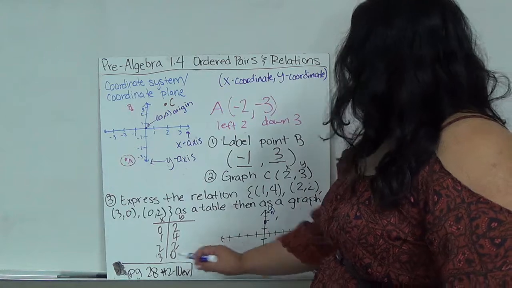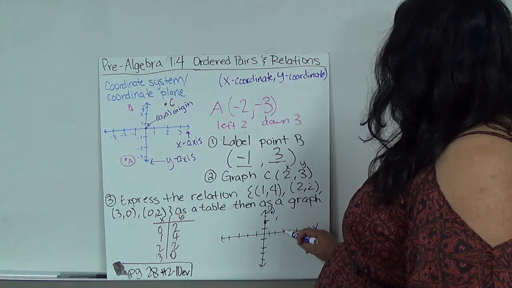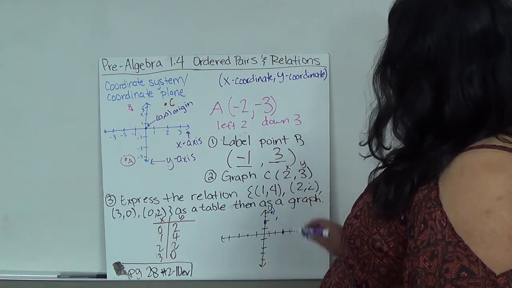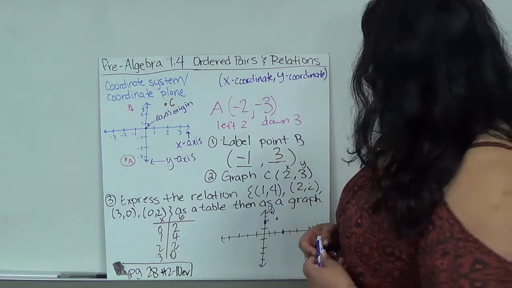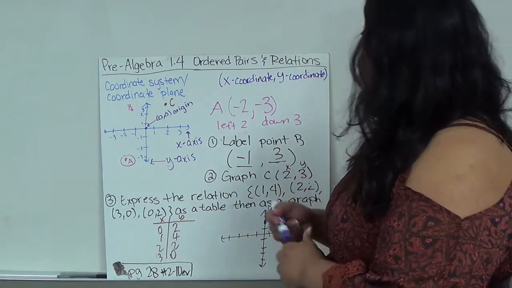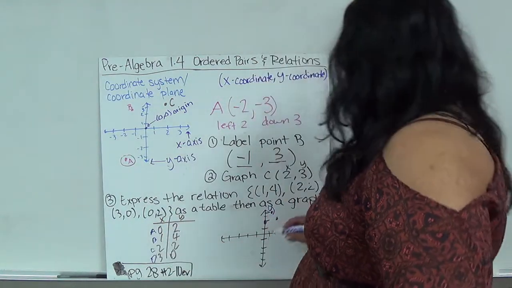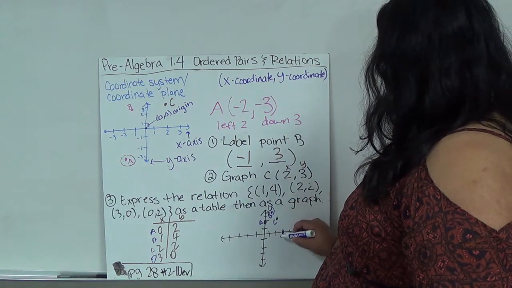And the next one is 3. So that means I'm going to go 1, 2, 3, but I don't go up or down because it says 0, so it stays on here. So these are my 4 points. I don't have to connect them right now, so don't connect them, but just go ahead and graph each one. If you want, you can label A, B, C, D. So you know this is my A, B, C, D.